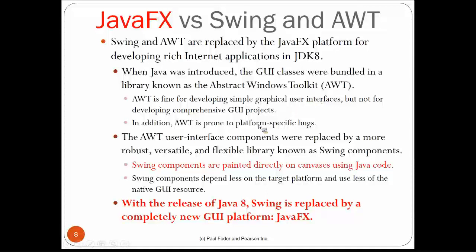It also looked different for different graphical user interface libraries on the operating system. And they were basically replaced by a more versatile, robust library named Swing. These were painted directly in Java using Java code. As opposed to the previous library, which was implemented using the graphical user interface components in the operating system, the Swing components were painted on a canvas.